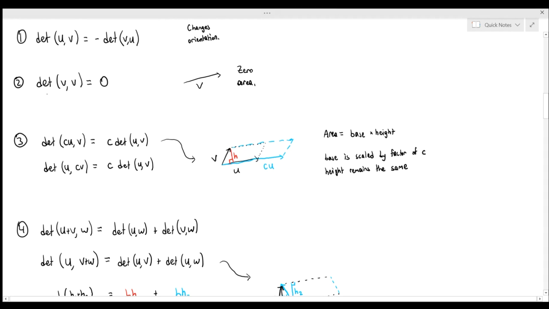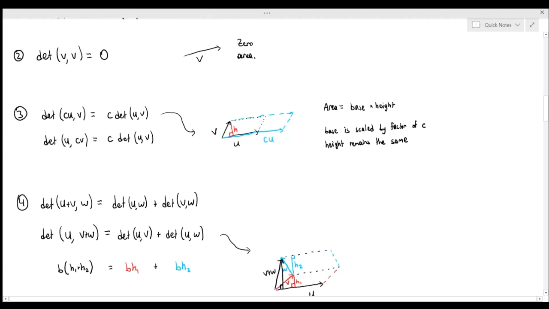The second property says that the determinant of v and v is 0. The interpretation of this one is pretty simple. v by itself does not form a parallelogram with any area. So the area of this parallelogram is 0, and that's why we're saying the determinant is 0.